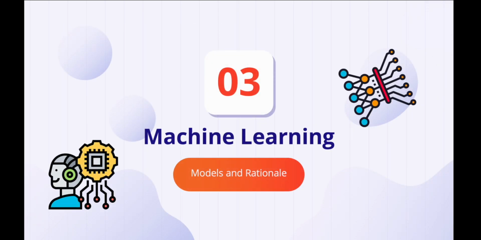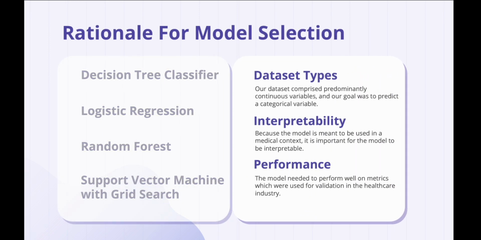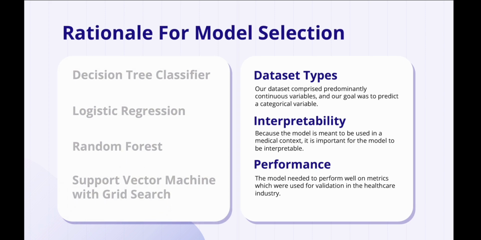Next up, we will look into the various machine learning models that we chose for our project. In this project, we chose to go with the decision tree classifier, logistic regression, random forest, and support vector machine with grid search. These models were carefully selected from a wide variety of models based on several task-specific factors which we deemed as important. Our model selection was done based on 3 main factors: dataset types, interpretability, and performance.